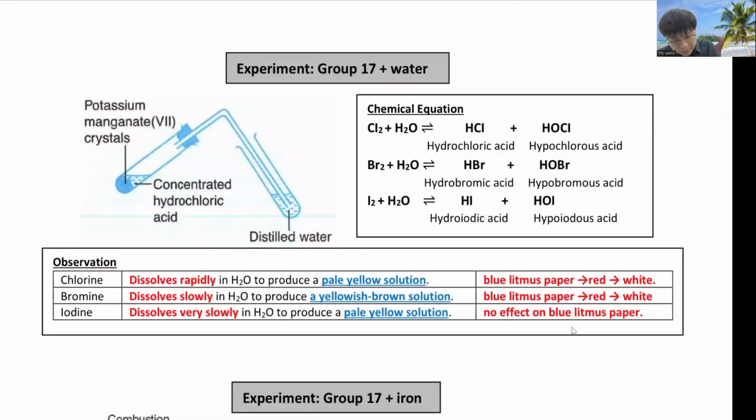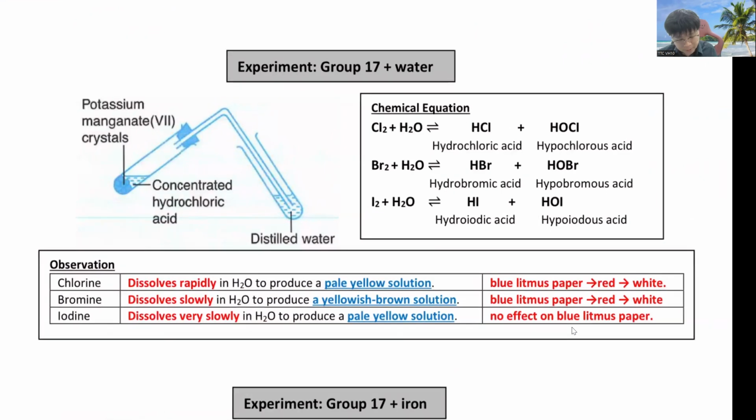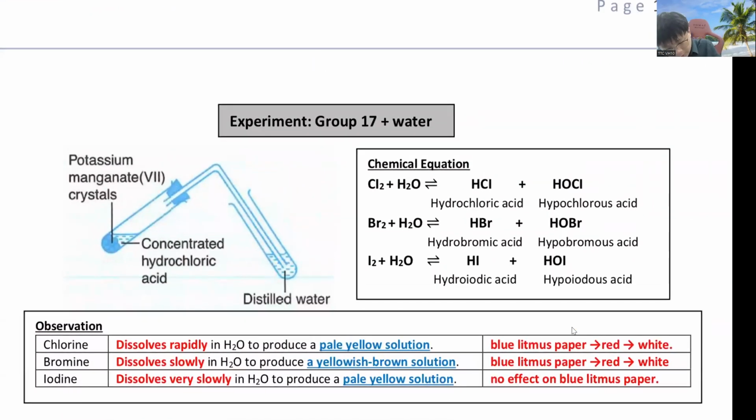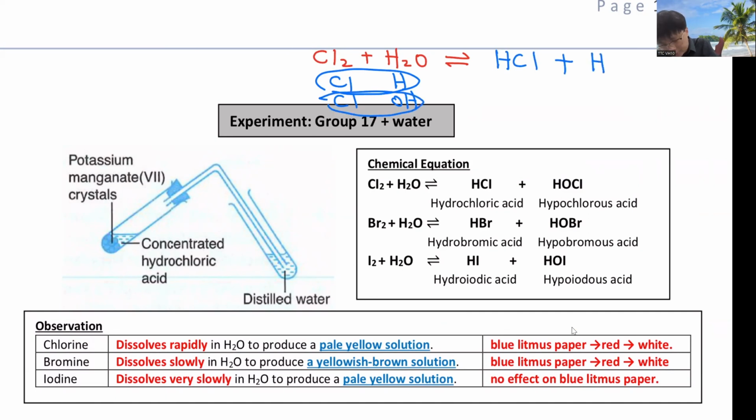Then we look at the equations. For group 17, you can see the reaction getting slower: dissolve rapidly, dissolve slowly, dissolve very slowly. The equation works like this: chlorine plus water becomes, we have 2Cl, and water has H and OH. The first combination is HCl, the second combination is HOCl. This is the first thing that you need to know.